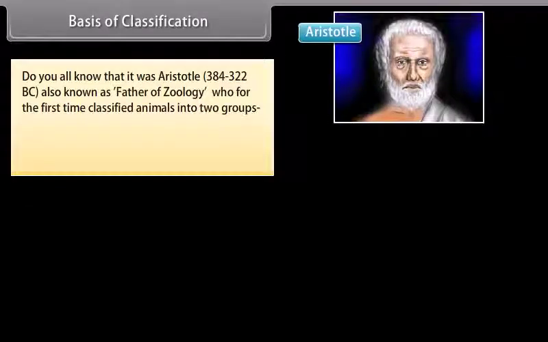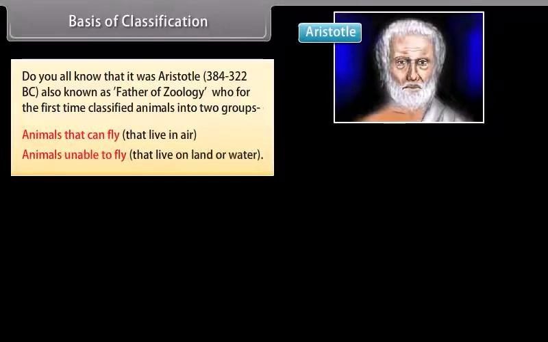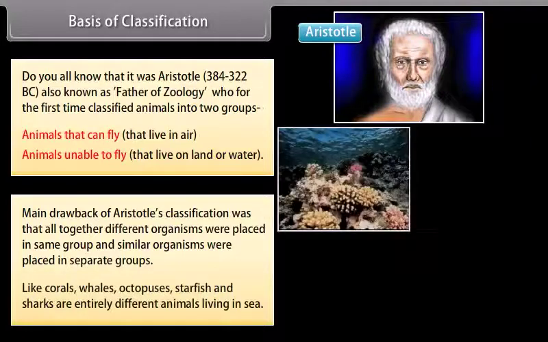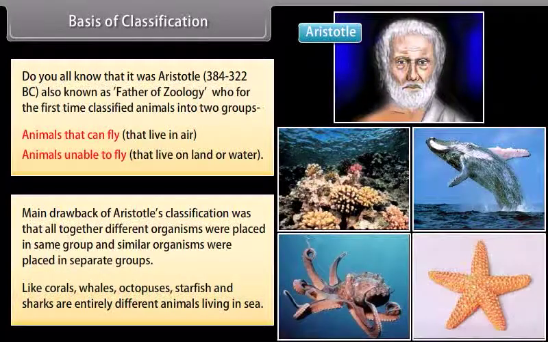Do you all know that it was Aristotle, 384 to 322 BC, also known as father of zoology, who for the first time classified animals into two groups. Animals that can fly, that live in air. Animals unable to fly, that live on land or water. The main drawback of Aristotle's classification was that altogether different organisms were placed in the same group and similar organisms were placed in separate groups. Like corals, whales, octopuses, starfish, and sharks are entirely different animals living in the sea.